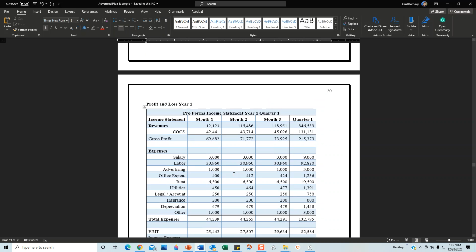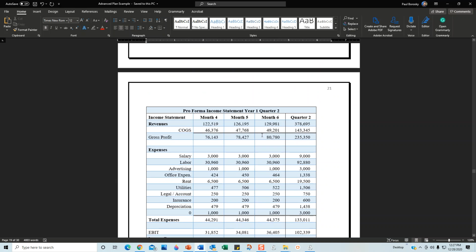And once we get that foundation set with the assumptions, and I've broken out the major aspects of the financials that we're going to use with growth rates, I'm then going to get into your profit and loss for the first year. The way that I do my profit and loss statements is I break it into quarters. So for this year one right here, it's going to be month 1 through 3 with quarter 1. Then we're going to get month 4 through 6 with quarter 2.